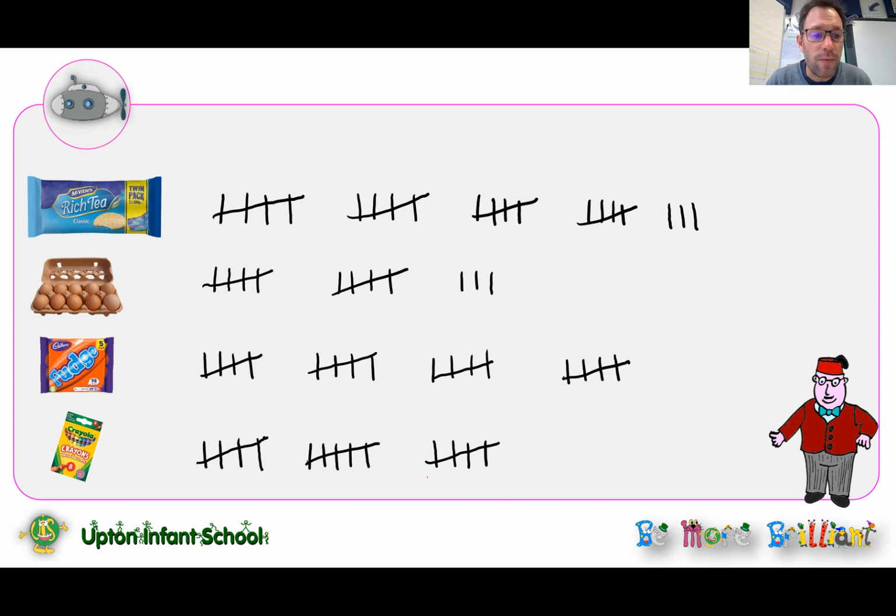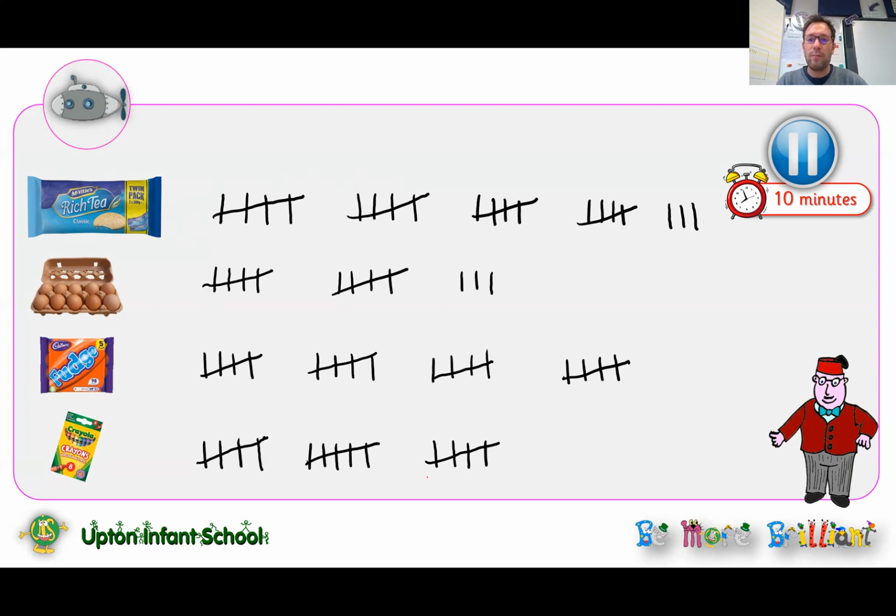And then the fudge bars, they come in packets of 5, but he wants to know how many individual fudges he's got. And then the crayons, which is the trickiest one, they come in packets of 8. And you can see he's tallied how many packets he's got, but how many crayons is that? Okay, so that activity should take you about 10 minutes, should you want to do that one. Okay, and we'll just go through the answers to that one once you've done it. See you in a moment.